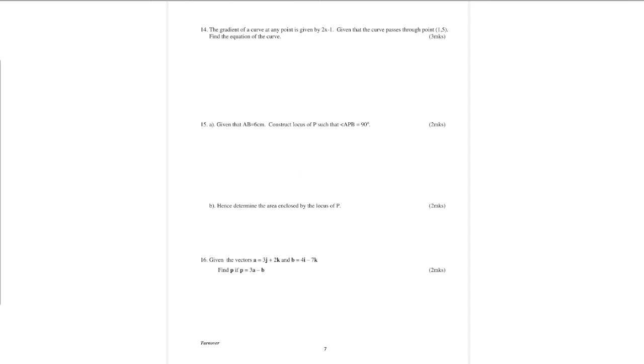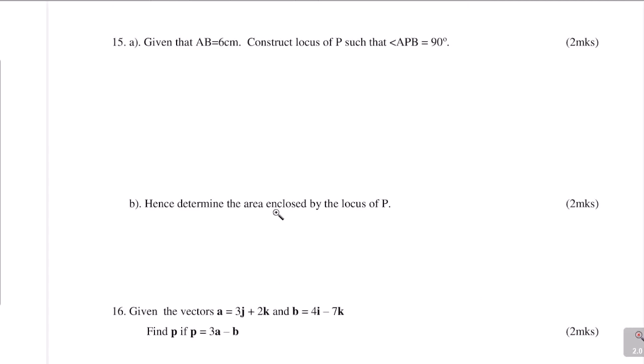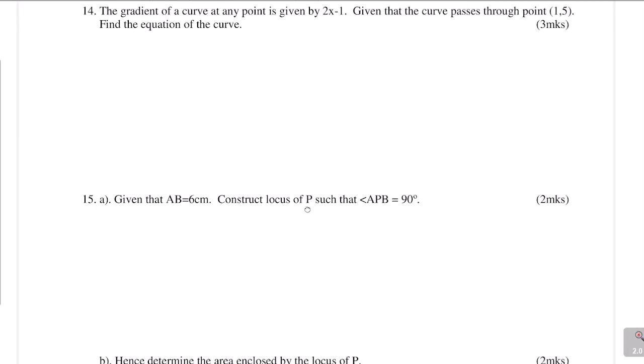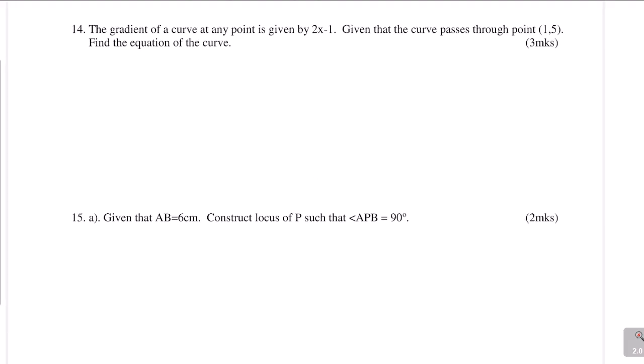We go to question 14. The gradient of a curve at any point is given by 2x minus 1. Given that the curve passes through the point (1, 5), find the equation of the curve. So you're given the gradient function, which is 2x minus 1, and it passes through the point (1, 5).